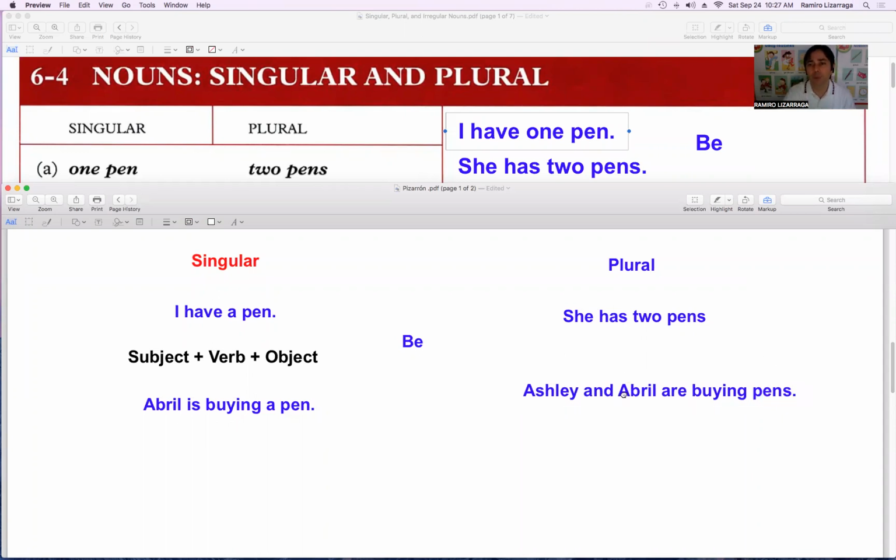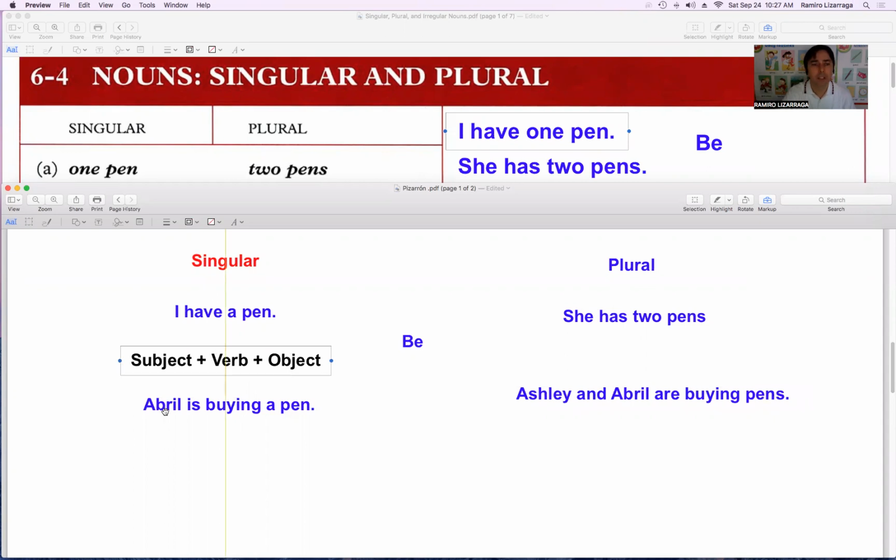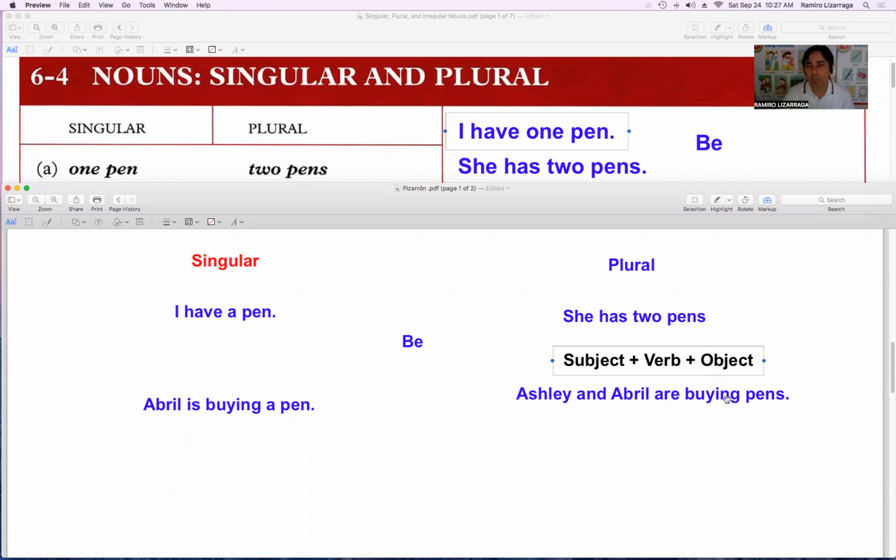So this is plural. Right here, the subject is singular, the verb is singular, and the object is singular. Take a look at this here. The subject is plural, the verb is plural, and the object, which is pens, is plural. We have plural, plural, and plural, okay? That is the difference: Abril is buying a pen, Ashley and Abril are buying pens.